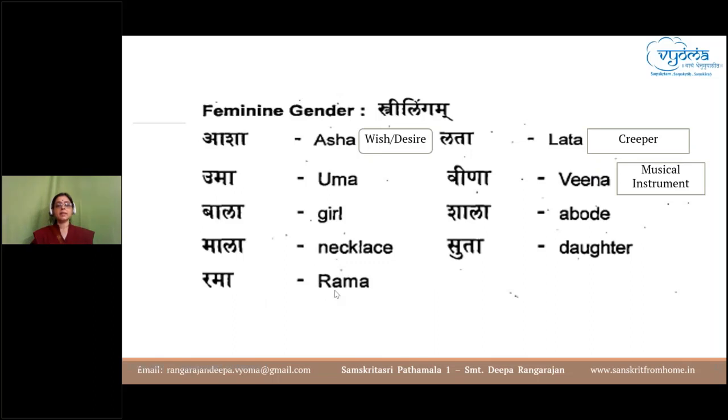Rama is goddess Lakshmi, or it can just be the name of a person. Lata is again a name, or it also means a creeper. And Veena is both a musical instrument as well as the name Veena. Shala is the abode, like we have Pathashala. So it's the abode of learning. Then we have Suta, meaning daughter. So does somebody want to read now?